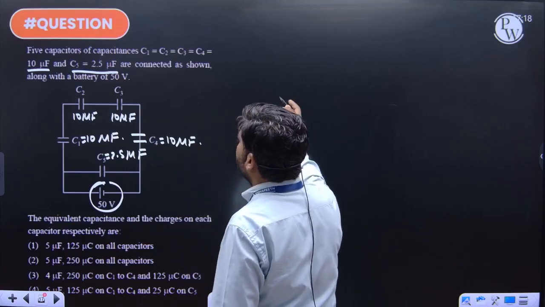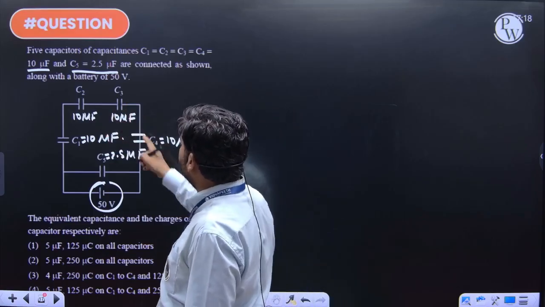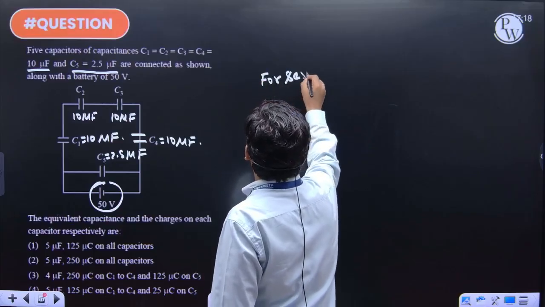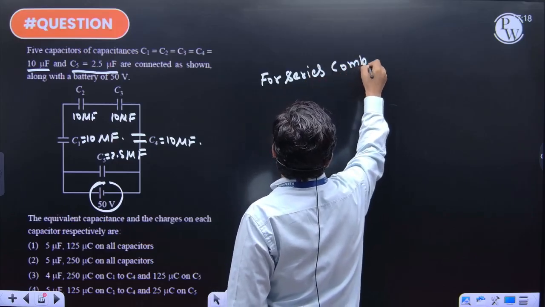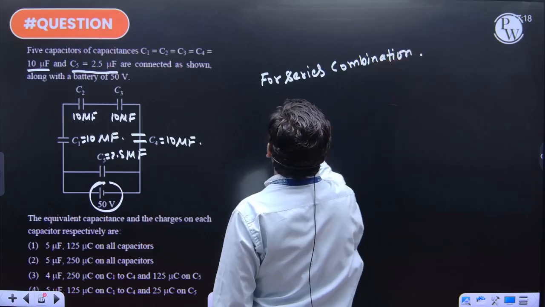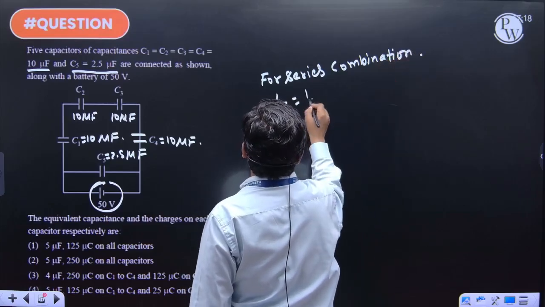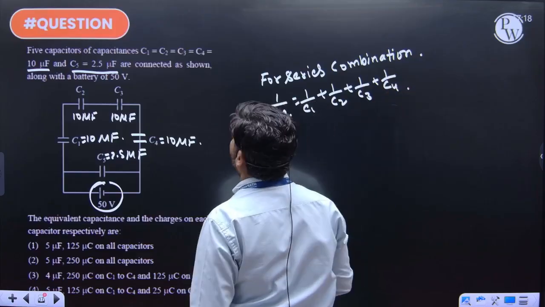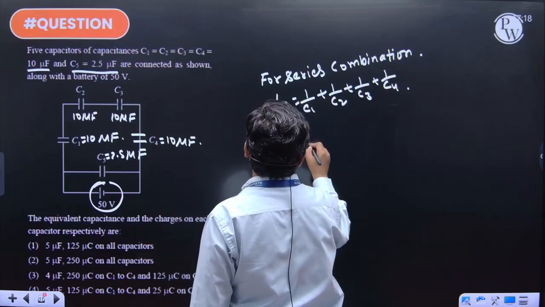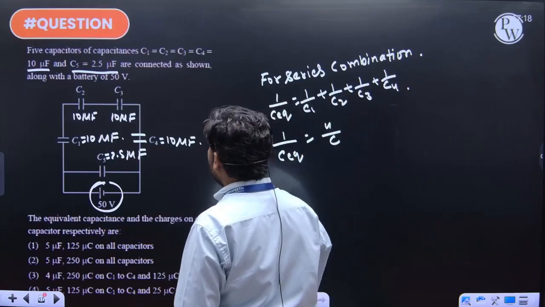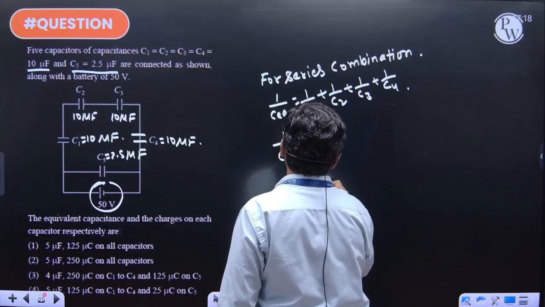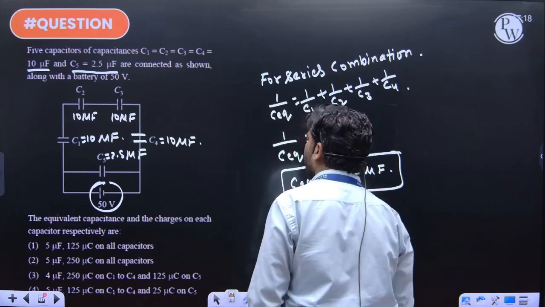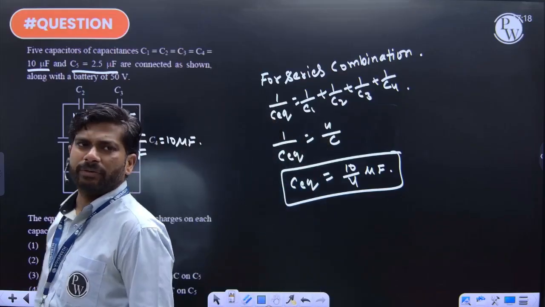C1, C2, C3, C4 are connected in series. So for series combination, what is 1 by C equivalent? 1 by C equivalent is equal to 1 by C1 plus 1 by C2 plus 1 by C3 plus 1 by C4, right? So 1 by C equivalent is coming out to be 4 by C, and C is 10 microfarad. So C equivalent will be equal to 10 by 4 microfarad. You can do it directly also. I have given you the formula.